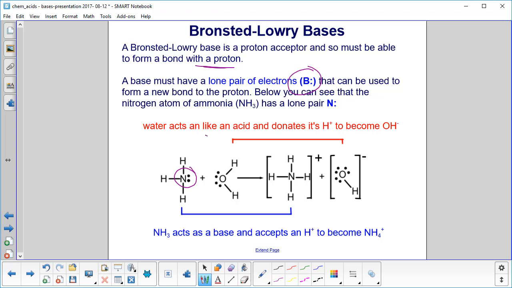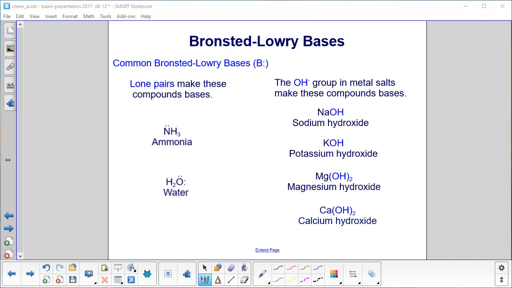Water, and here's your water over here, will act like an acid. It will donate its H+, this one over here, to become OH-, which is this, and then the hydrogen goes over to here, and it forms the ammonium ion, NH4+. Here are some common Bronsted-Lowry bases. Now note, which of these would not have been bases under the Arrhenius definition?